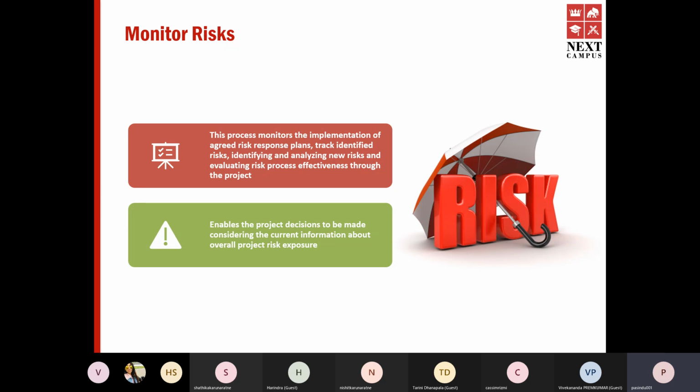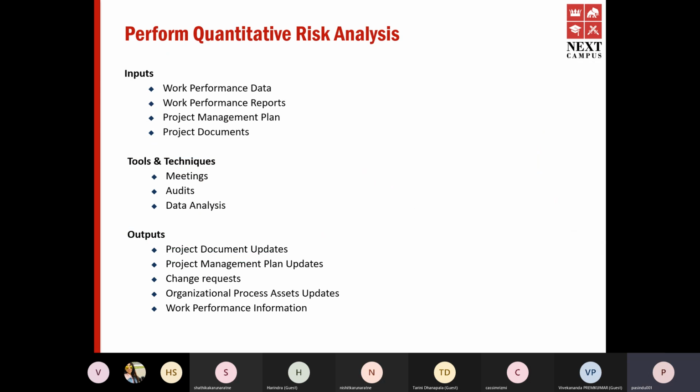This helps you take right decisions, taking into consideration the overall project risk. Again, sorry for the typo. This is monitoring risks.